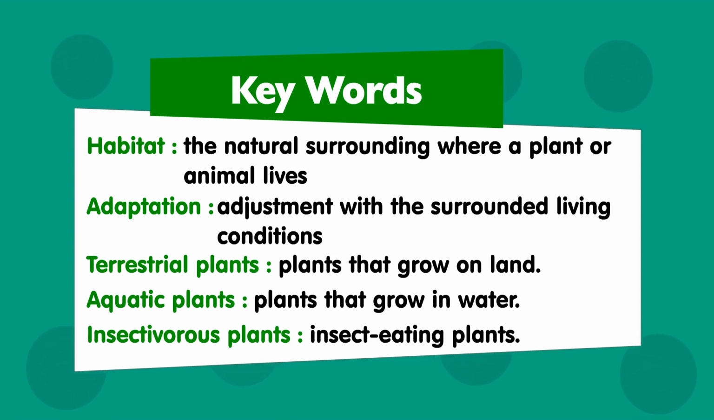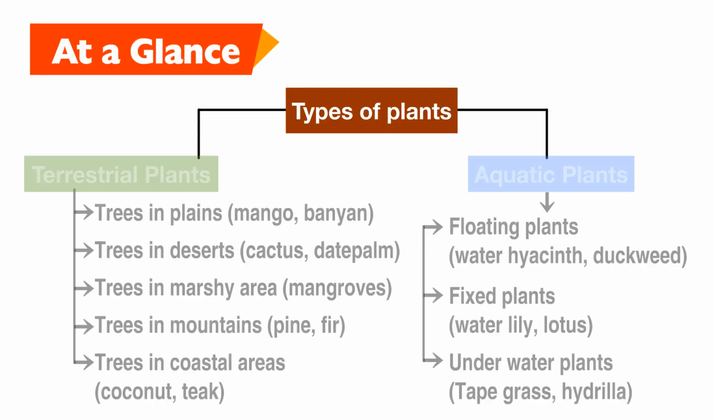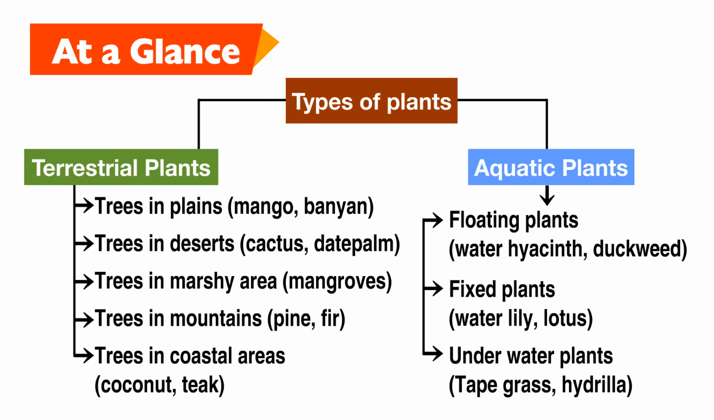At a glance: Types of plants: Terrestrial plants: trees in plains, mango, banyan; trees in deserts, cactus, date palm; trees in marshy area, mangroves; trees in mountains, pine, fir; trees in coastal areas, coconut, teak. Aquatic plants: floating plants, water hyacinth, duckweed; fixed plants, water lily, lotus; underwater plants, tape grass, hydrilla.